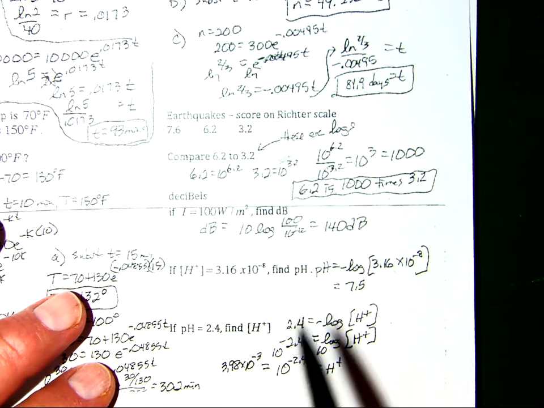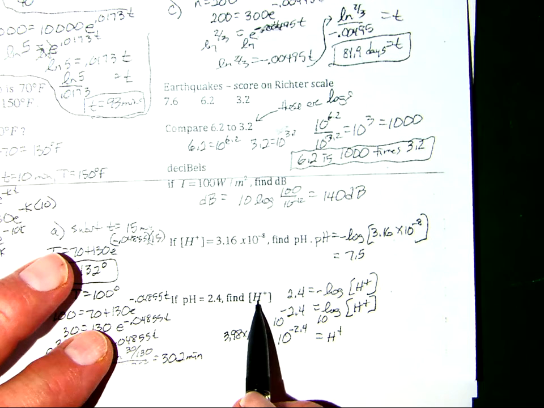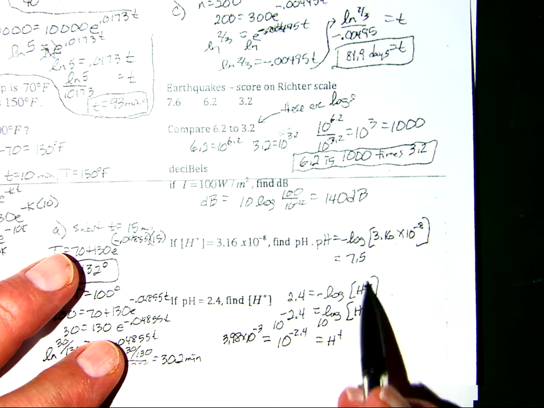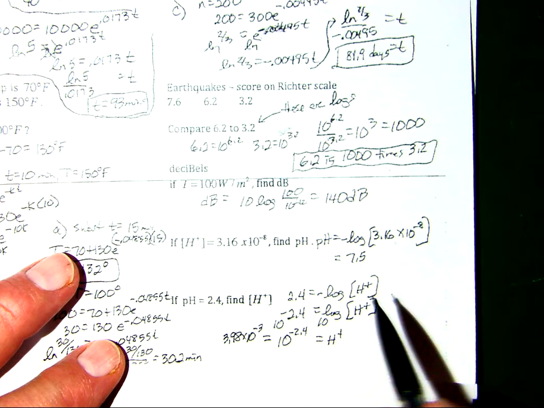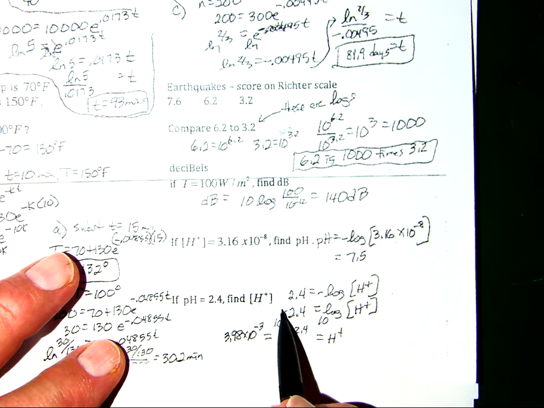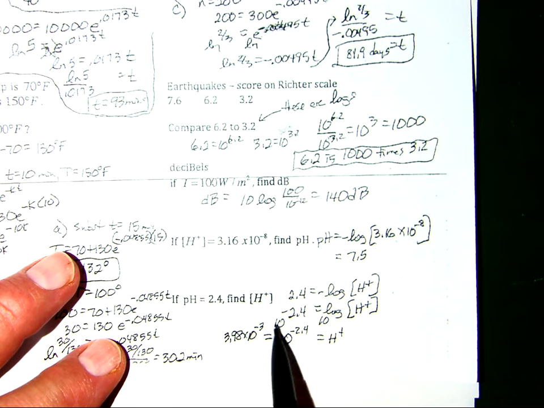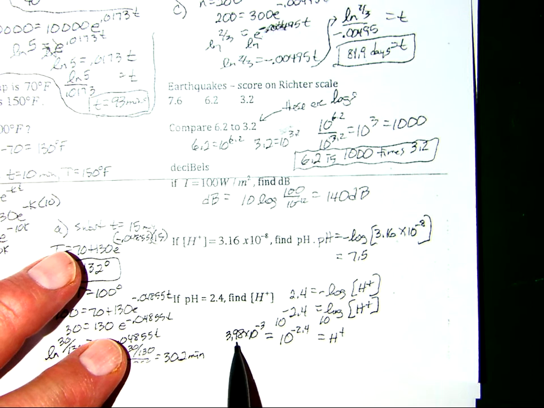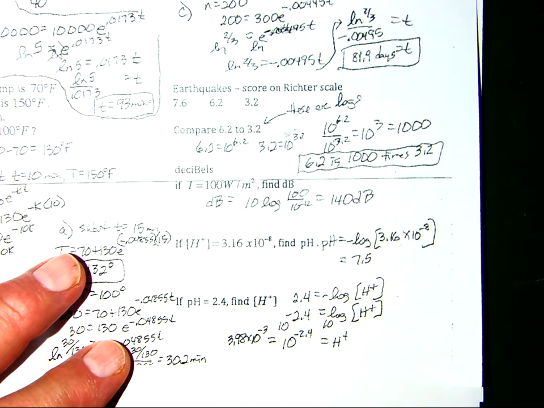If you go the opposite direction, if I tell you the pH and I want to know the hydrogen ion concentration, we plug the 2.4 in on the other side, so it looks like this. Now we need to solve for H, the hydrogen ion concentration. First we move the negative to the other side. To get rid of the log, we exponentiate like we did before. We take both sides to a base of 10. When you do that on your calculator, you get 3.98 times 10 to the negative 3. That's the hydrogen ion concentration.